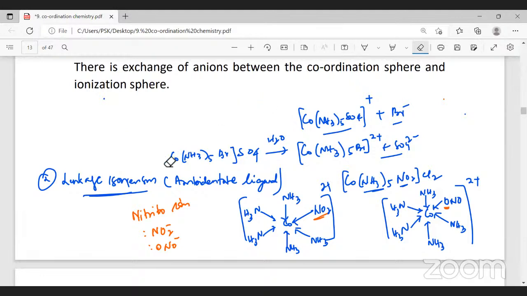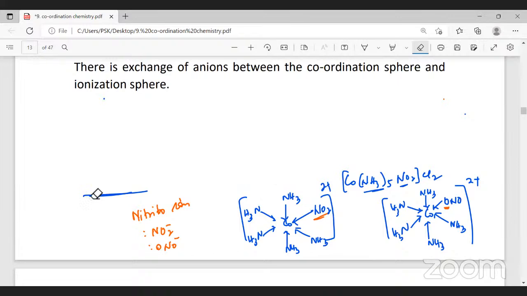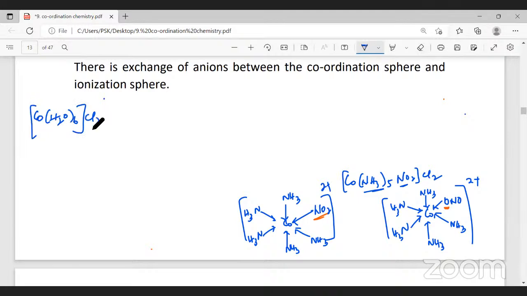Coming to the third, hydrate isomerism. Hydrate isomers are coordination compounds having same molecular formula, but they will have different number of water molecules as the ligand. For an example, if you take [Co(H2O)6]Cl3, there are 6 water molecules as the ligand. If you take [Co(H2O)5Cl]Cl2·H2O, you can see the molecular formula for both is the same.